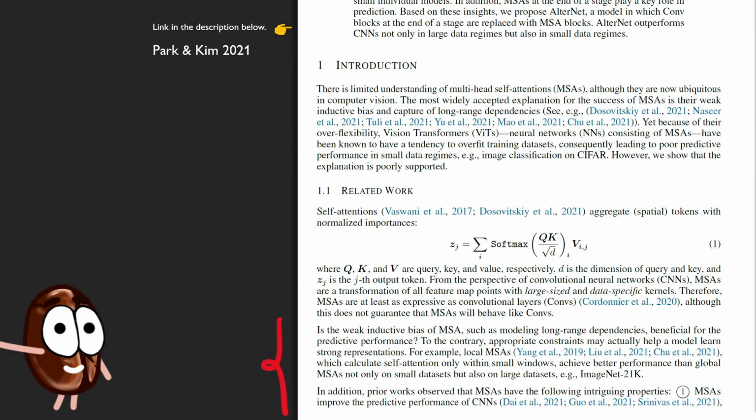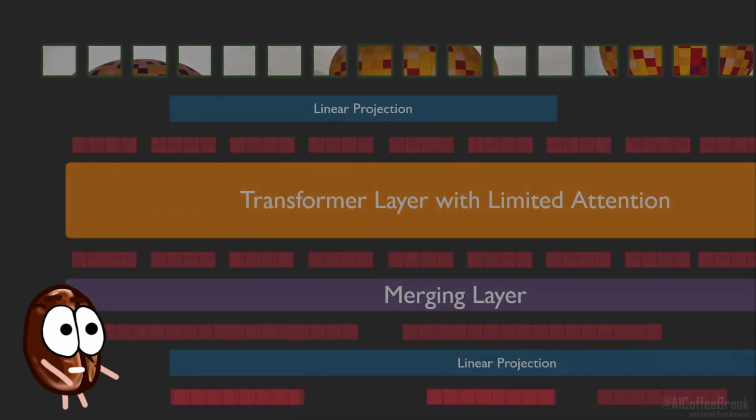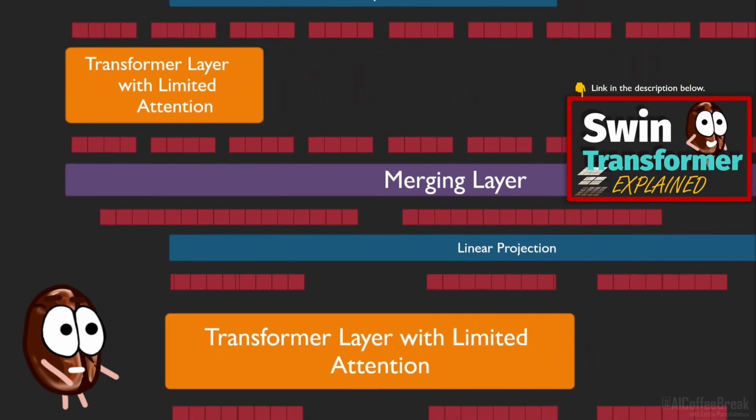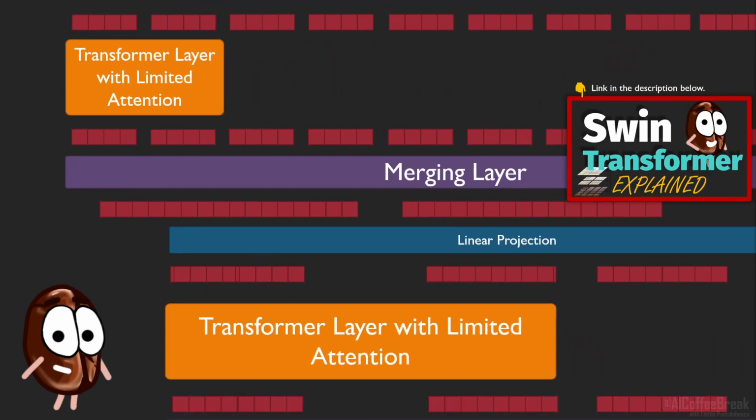Modeling long-range dependencies does not necessarily result in higher performance. There are examples in the literature showing how a limited context window of MSA is beneficial on small and large datasets alike, like we have seen with the Swin transformer in one of our previous videos.